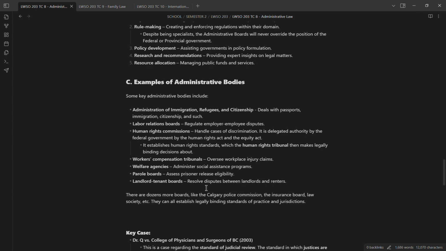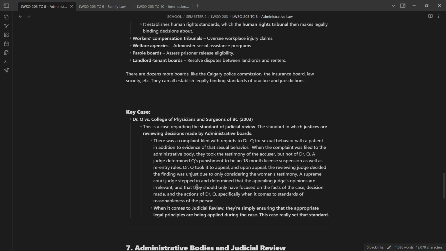Right. We have workers' compensation, welfare agencies, etc. What's a key case here? We got one. It's Dr. Q versus the College of Physicians and Surgeons of BC. This is a case regarding the standard of judicial review and the standard in which justices are reviewing decisions made by administrative boards. So there was a complaint filed against Dr.